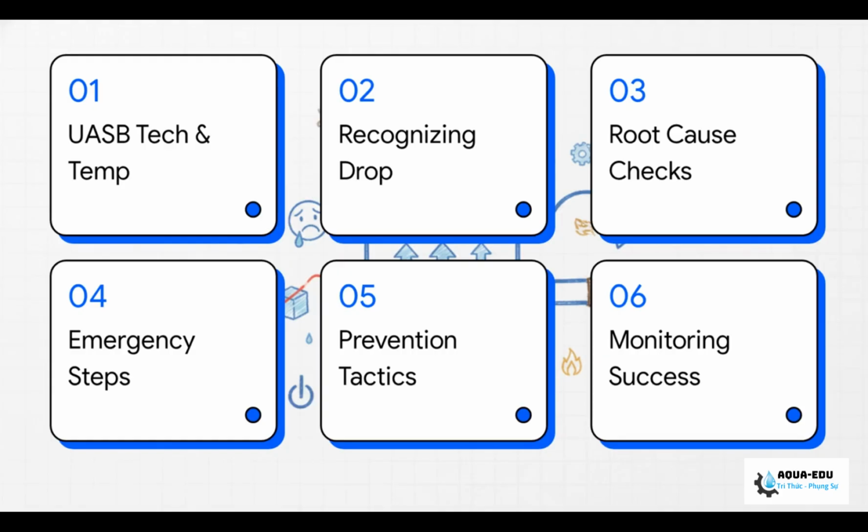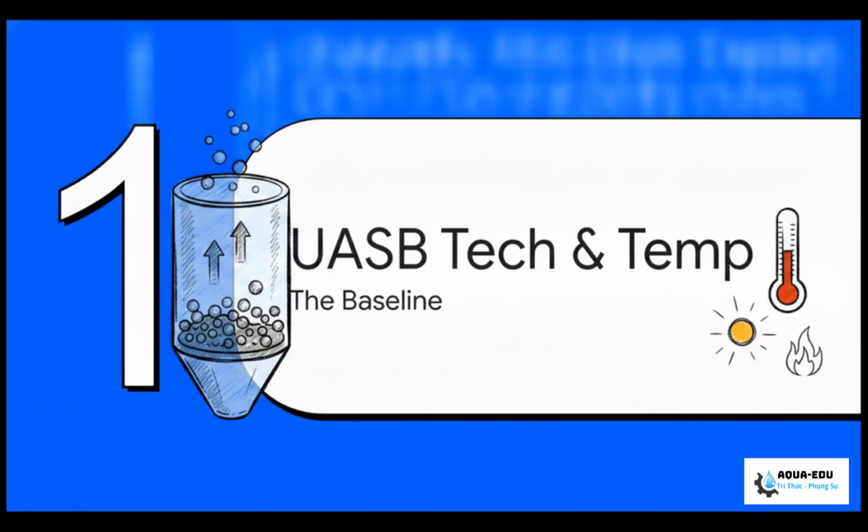Here's our 6-step roadmap for today. 1. UASB tech and temperature. 2. Recognizing the temperature drop. 3. 8 root cause checks. 4. Emergency and recovery steps. 5. Long-term prevention strategies. And finally, 6. Monitoring for success. Let's kick things off with Section 1, UASB tech and temperature.